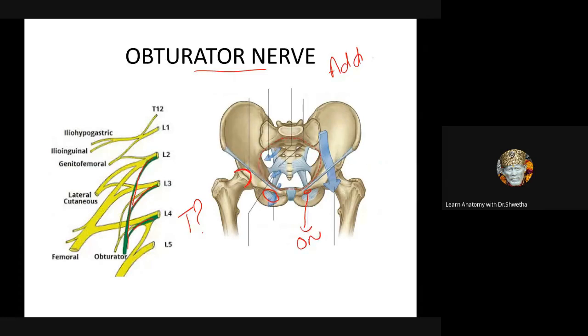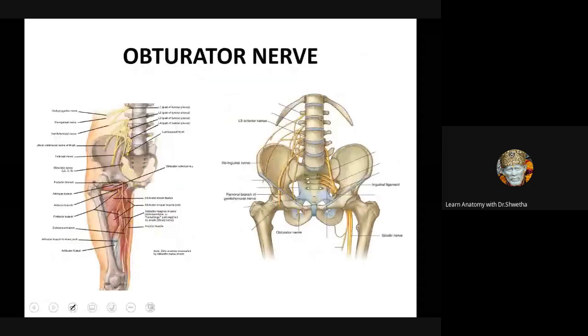After entering, where and all it will go, what and all it will supply, we will see. Can you see how beautifully the obturator nerve is coming out of the obturator canal? Now we will see how it will supply. Once it comes out through the obturator canal, it divides into anterior and posterior division. The nerve you're seeing here is anterior and the nerve you're seeing behind will be posterior division. MCQ questions are here, students, so please pay attention.